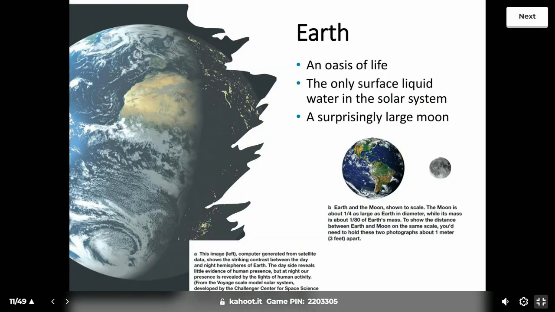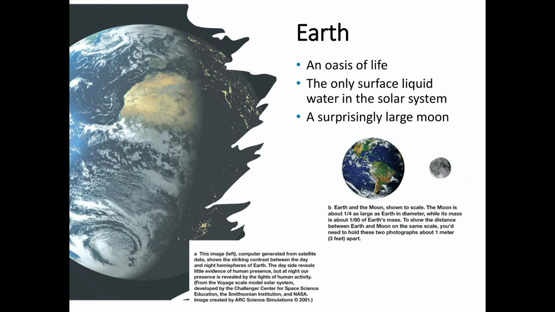Then the third planet out from the sun is the Earth, so that's where we live. We have life, we have liquid water on the surface, and we have a surprisingly large moon compared to the size of our planet. So we didn't talk about moons for Mercury and Venus because they don't have moons.